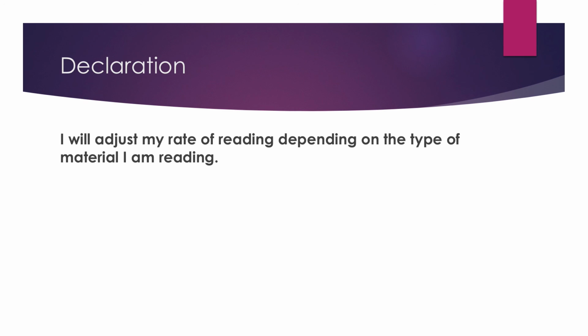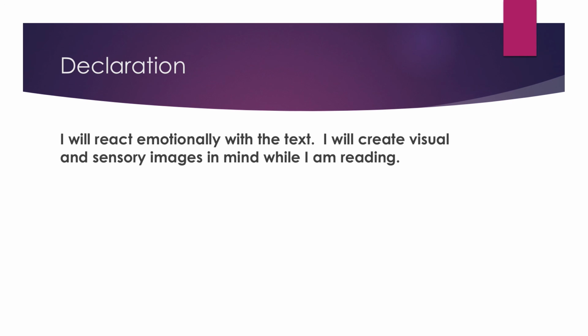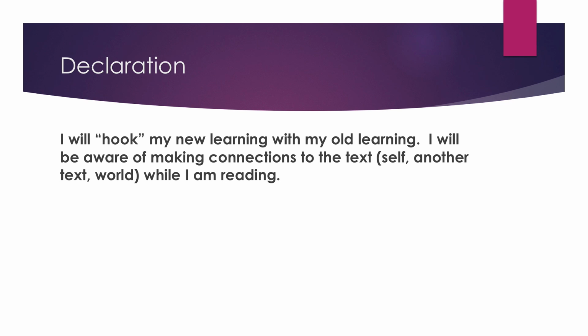Your declaration: I will adjust my rate of reading depending on the type of material I am reading. It's the difficulty level or what the purpose of reading is for. I will react emotionally with a text. I will create visual and sensory images in my mind while I am reading. I will hook my new learning with my old learning. I will be aware of making connections to the text, making connections to yourself, to another text, or to the world in which we live while I am reading.